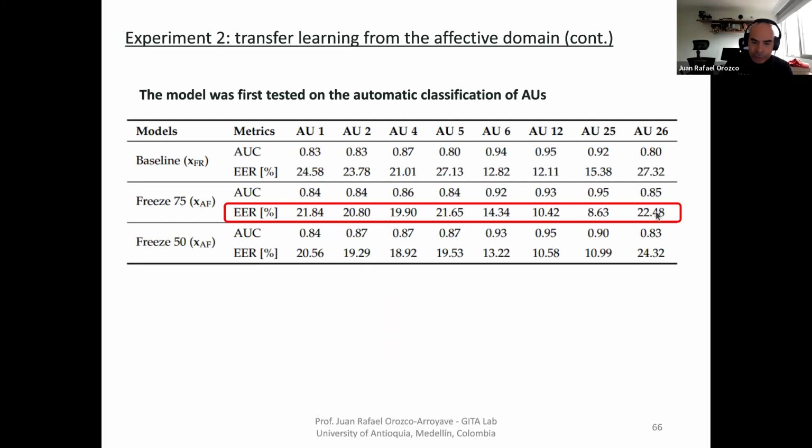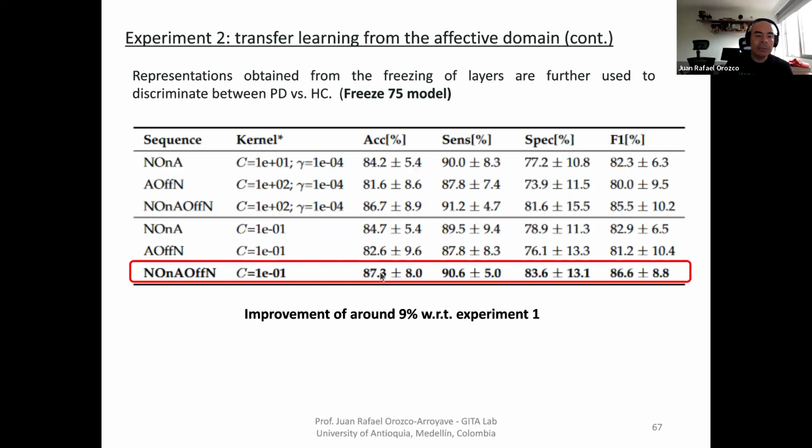So we stick to this, and then based on this, we retrained our model, and then we jumped 9% of accuracy with respect to the first experiment. So there is definitely information in these transitions. Now, the task that is still to do is to come up with models easily transferable to clinical practice.